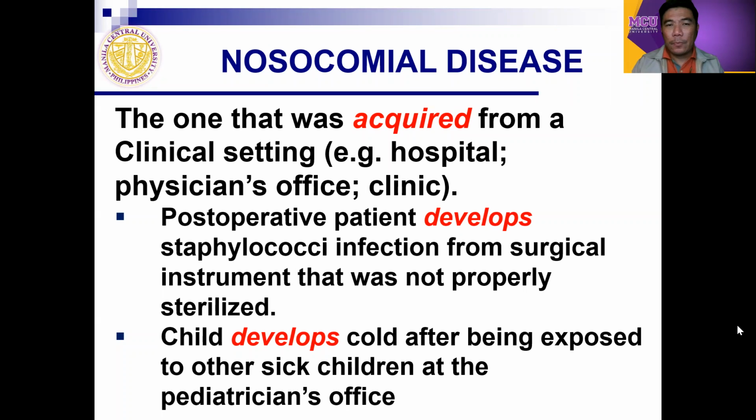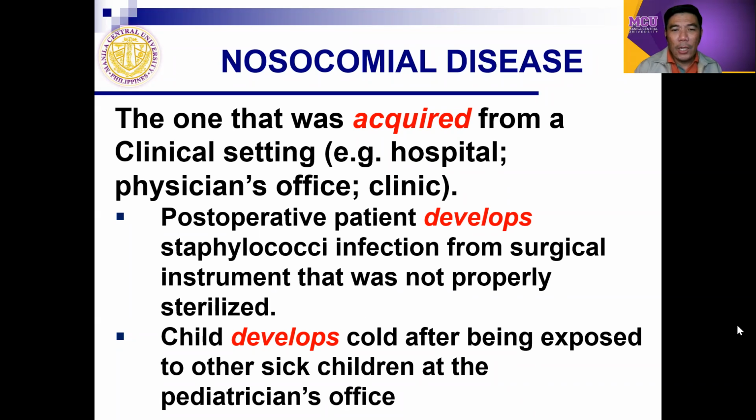So, when is the time that nosocomial disease will be used? If, for example, the disease has been acquired from a clinic, from the hospital, that is what we call hospital acquired or nosocomial infection or disease. So usually, for example, from a postoperative patient, the patient developed an infection because a surgical instrument was not properly sterilized. That is a nosocomial infection, or nosocomial disease. The patient developed an infection because of a certain cause that is within the hospital premise or the hospital equipment or supplies that are used.